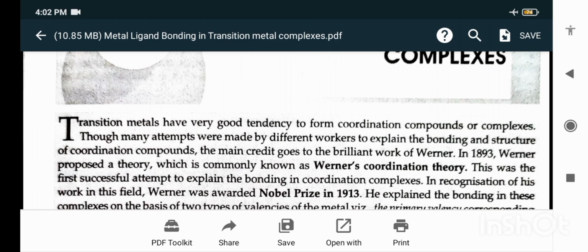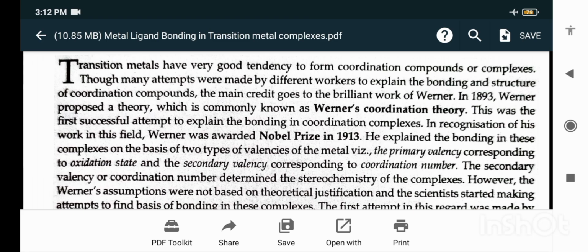The main credit goes to the brilliant work of Werner. In 1893, Werner proposed a theory which is commonly known as Werner's coordination theory. This was the first successful attempt to explain the bonding in coordination complexes. In recognition of his work in this field, Werner was awarded the Nobel Prize in 1913.